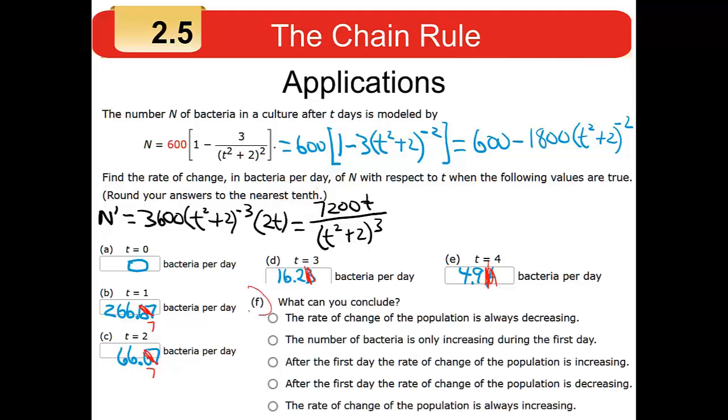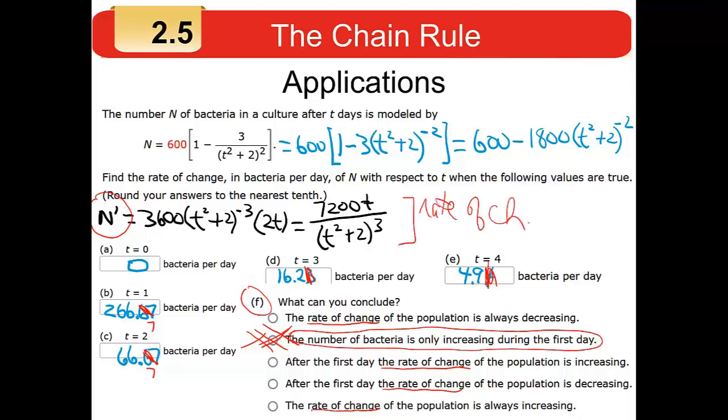And the last question, F. What can you conclude? Almost all of them mention rate of change. Rate of change, rate of change, rate of change. This one just says the number of bacteria is only increasing during the first day. Remember, the derivative tells you about a rate of change. This is the only one that doesn't mention the rate of change, so you can eliminate that right away. It's going to be one of the answers that mentions rate of change, because that's what the derivative tells you about. So now I've eliminated one of the four answers. Let's read through the others.